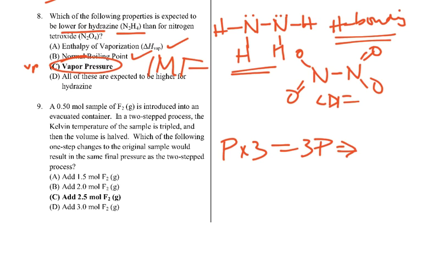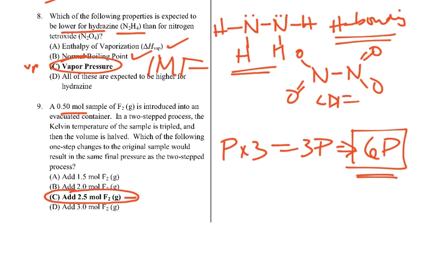So this is going to change into 6 times the pressure. So what change will cause this to be 6 times the pressure? And what we're doing, we're adding moles. So if 0.5 moles causes P, then we need 6 times that. We need 3 moles. Okay, 6 times 0.5, 3 moles. So that's why we have to add 2.5 moles of F2 in order to get 6 times the pressure. So we're looking for some way to get 6 times the pressure.